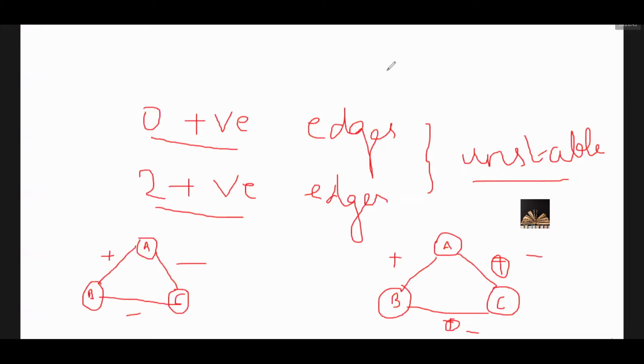Any doubt over here? Bipartite graph. Yes. Which one you want me to repeat? Unstable and stable. Okay.